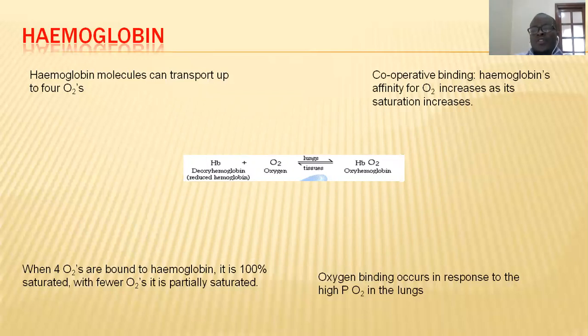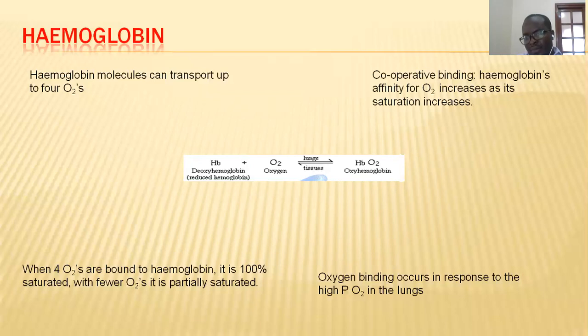Then you have other forms of hemoglobin that do not interact with oxygen to that extent. For instance, you have adult hemoglobin 2. The adult hemoglobin A, that's a normal hemoglobin that has 2 alpha and 2 beta polypeptide chains. But you have another form of hemoglobin, which is called adult hemoglobin 2, that will have 2 alpha and 2 delta chains. The 2 alpha and 2 delta chains do not interact with oxygen that much. So it will never reach 100% saturation.